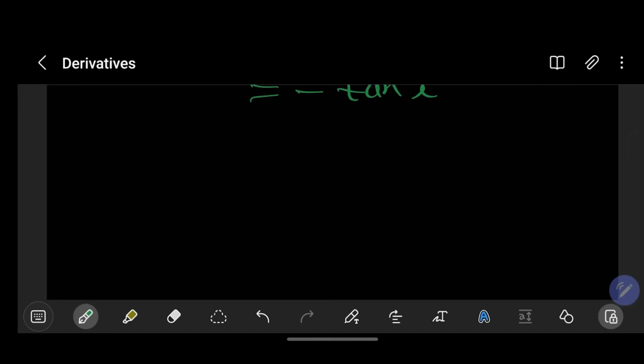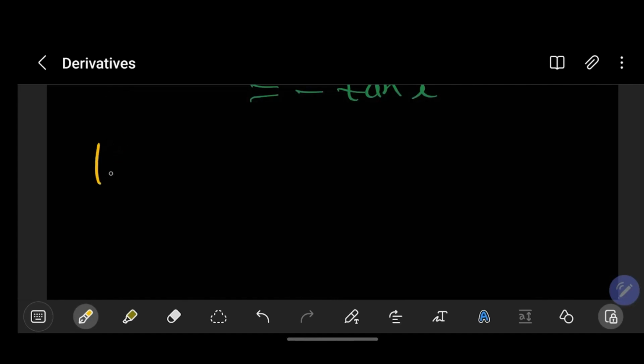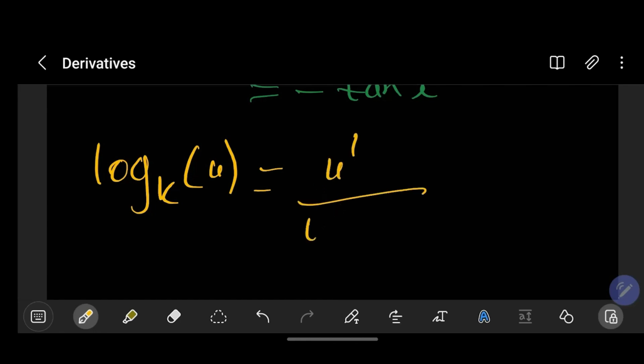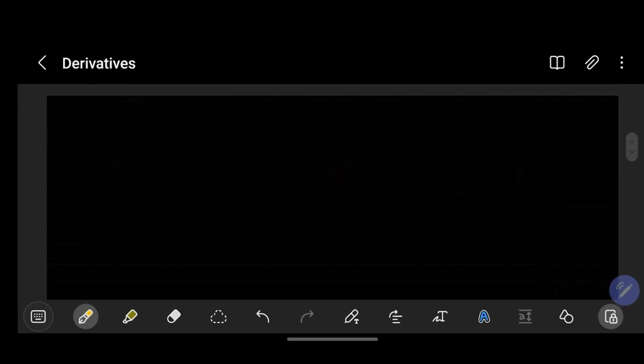What happens if we have the log of a constant k into u? So that's basically equal to u prime over u ln of k. So this is another rule that you need to remember, right? So let's take an example and you'll see how we use it.